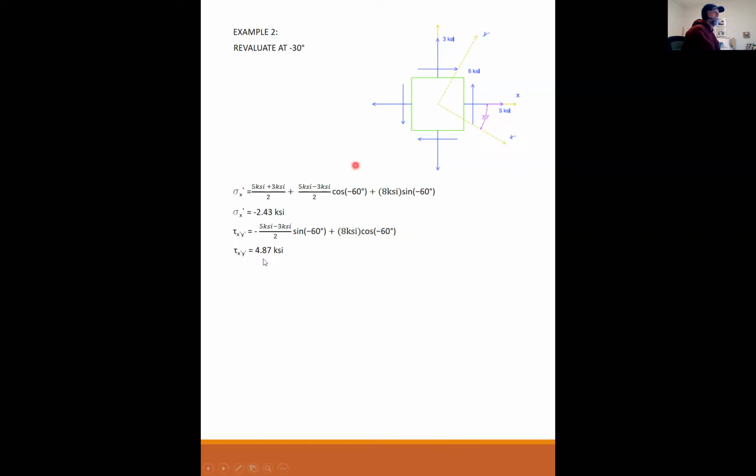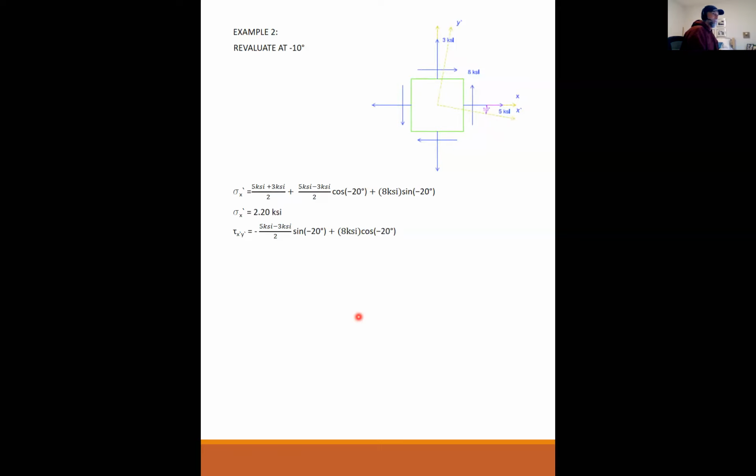Again, this really just becomes plug and chug at this point. In fact, tip to the wise: when I was doing this presentation, I got tired of punching this into my calculator like 16,000 times. I just went to Excel and plugged in these equations, and I made sigma x, sigma y, and tau xy variables. Then they just plug into these equations, and you can evaluate different angles a lot quicker that way.